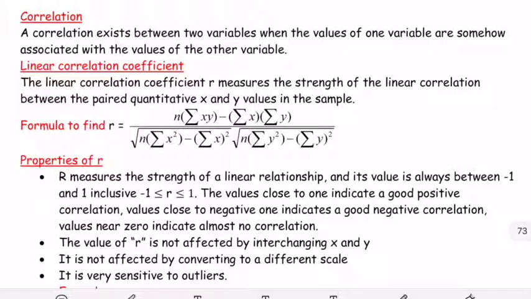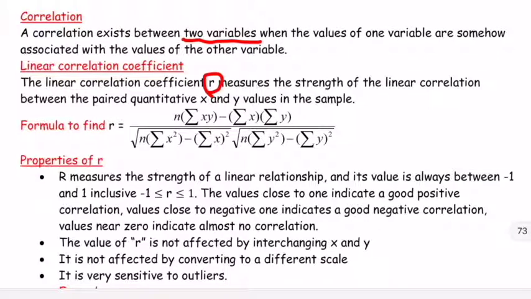The next one is correlation. Then what is correlation? A correlation is between two variables when the values of one variable are somehow associated with the values of the other variable. The next one is linear correlation coefficient. The linear correlation coefficient r measures the strength of the linear correlation between the paired quantitative x and y values in the sample.